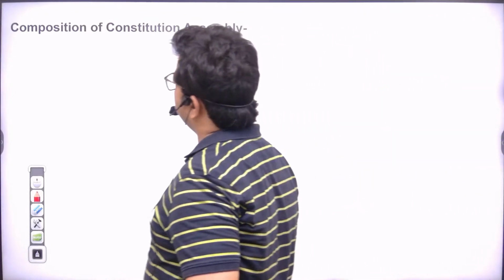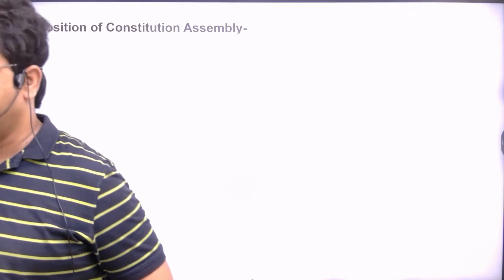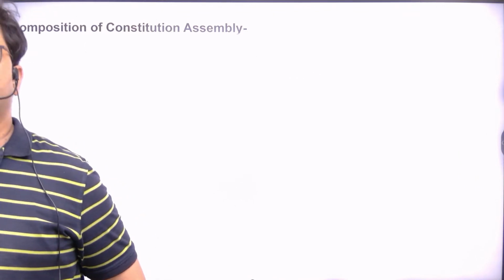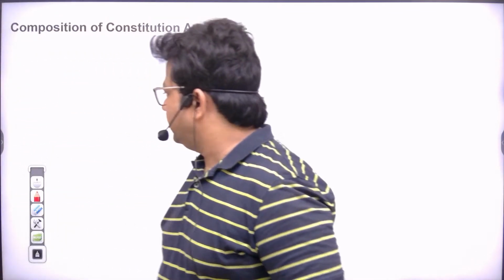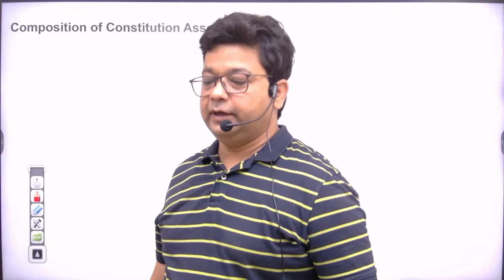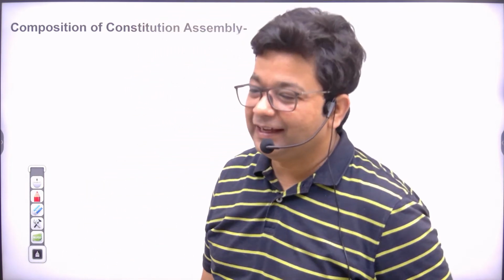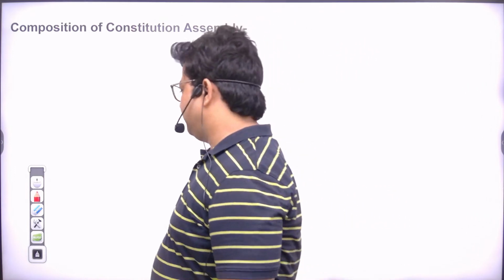So we have seen the composition, right? As we know, we are doing the Constituent Assembly, the making of the constitution, and under that we have started the Constituent Assembly. So on which plan was the Constituent Assembly established? Cripps Mission के plan पे established हुई थी.